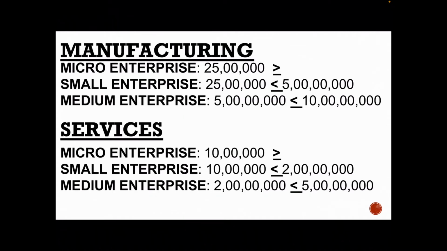So I have this. Feel free to take a screenshot. Micro enterprise, less than or equal to 25 lakh. Small enterprise, more than 25 lakh, less than 5 crore. Medium enterprise, more than 5 crore, less than 10 crore. And these three are for manufacturing. For services, micro is less than 10 lakh. Small is more than 10 lakh, less than 2 crore. Medium is more than 2 crore, less than 5 crore.